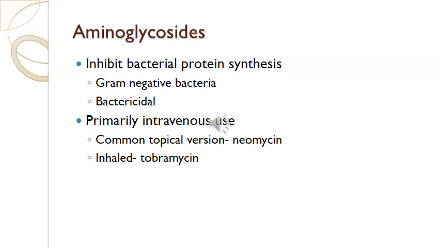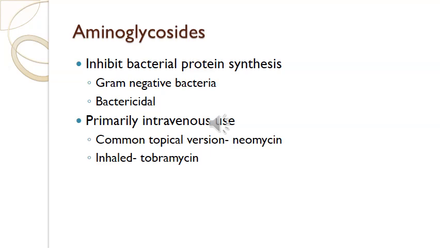Aminoglycosides are another type of antibiotic. They inhibit bacterial protein synthesis. They're most effective against gram-negative bacteria. They are bactericidal, so again, they have direct action to kill the actual bacteria causing the infection. These are commonly used via an intravenous route.